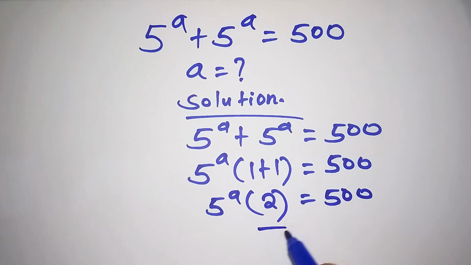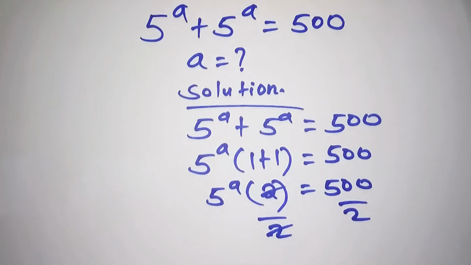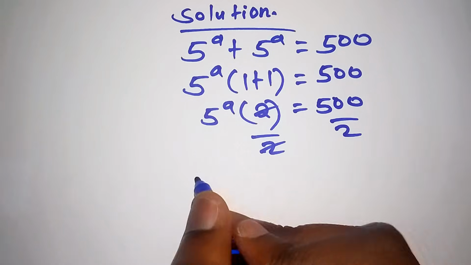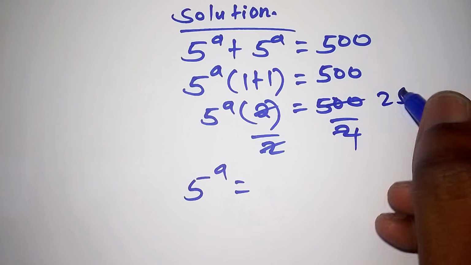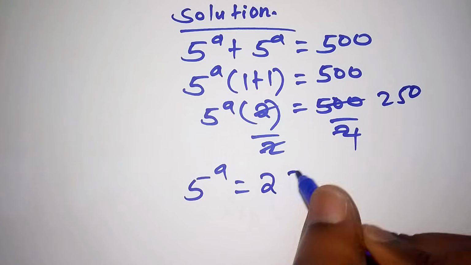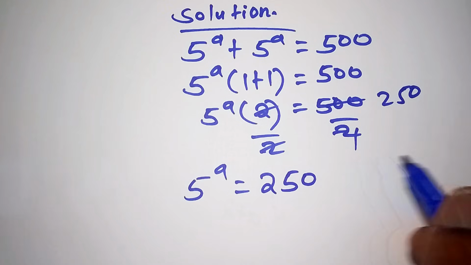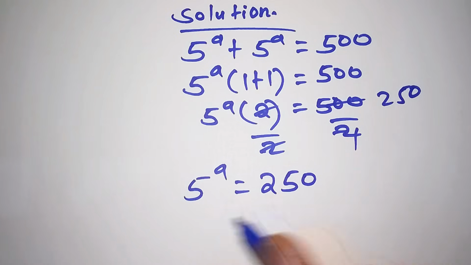Now we shall divide both sides by 2. So 2 by 2 shall cancel. We shall now have 5 to the power of a is equal to 500 divided by 2, which is 250. Still we have not found the value for a.